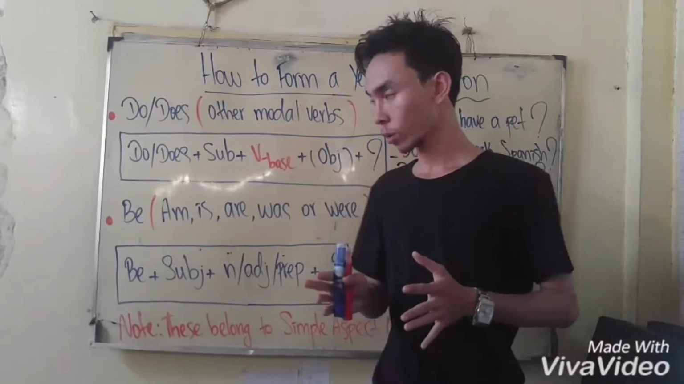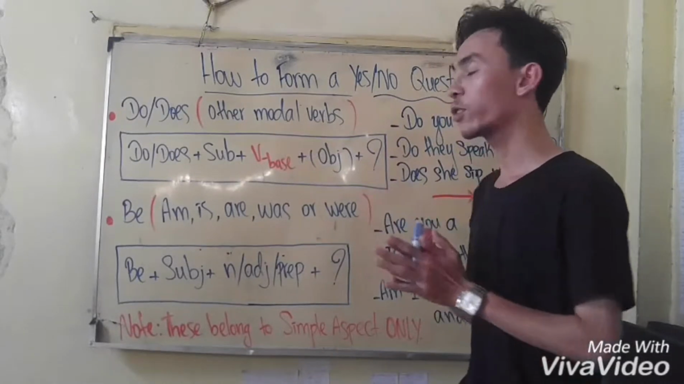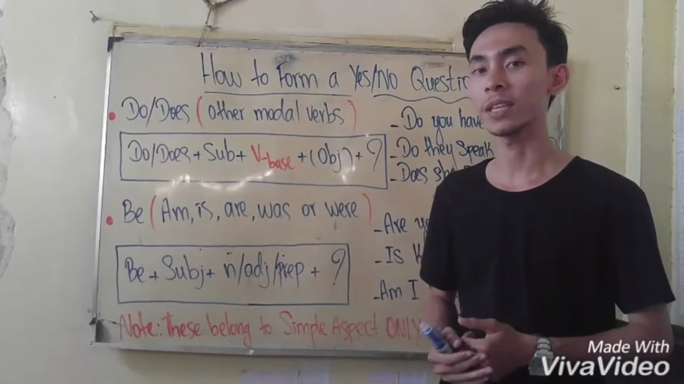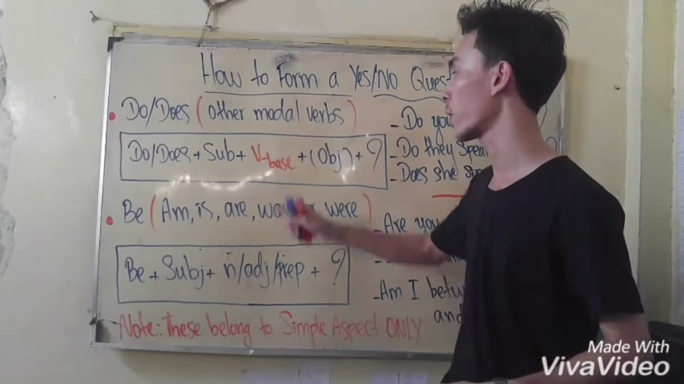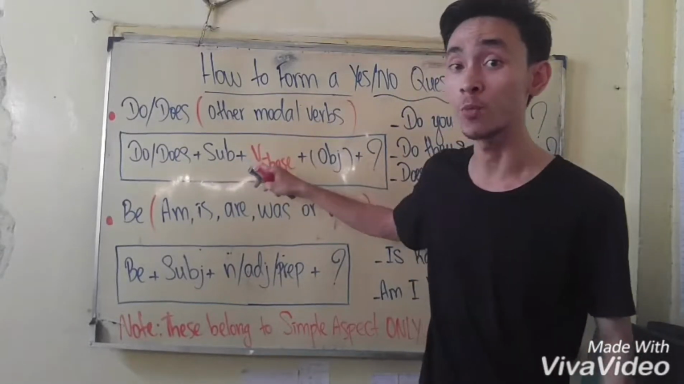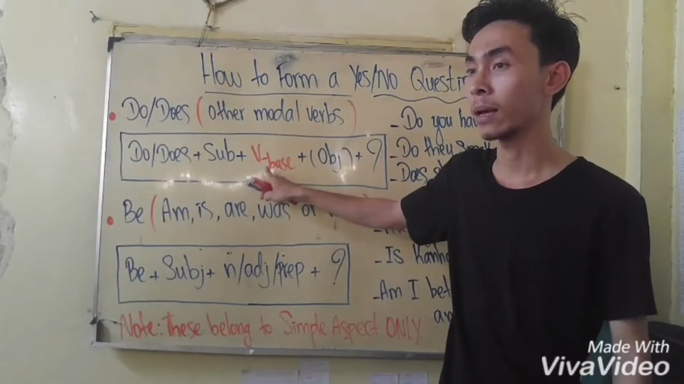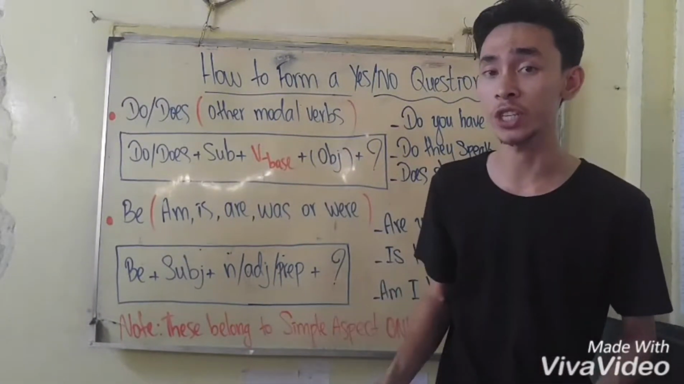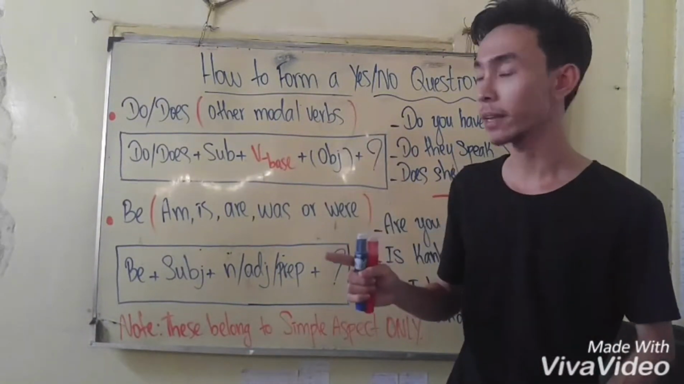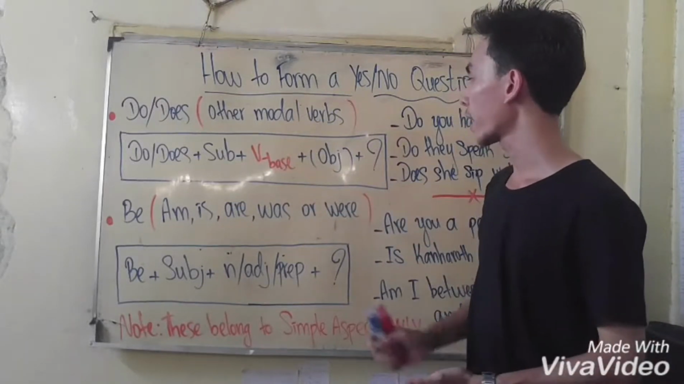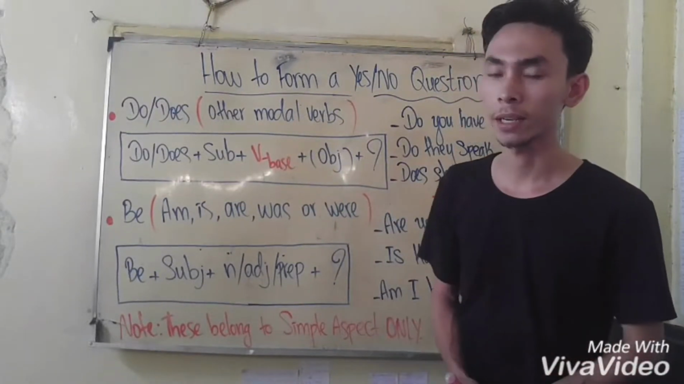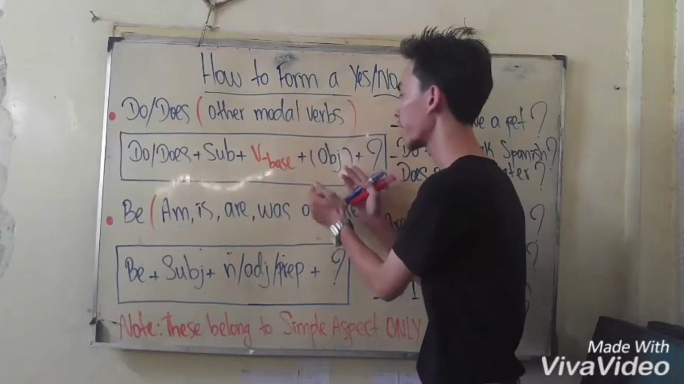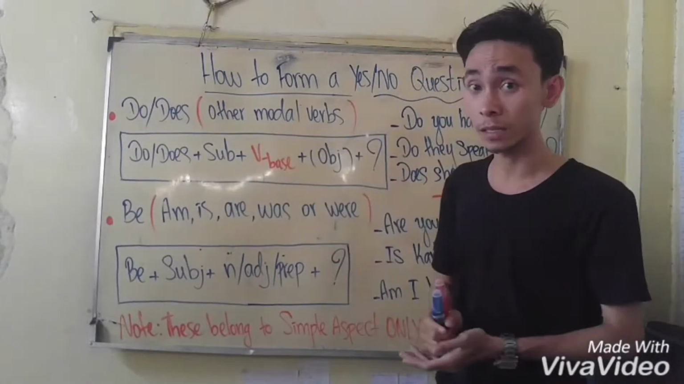So you know, if you want to begin your question with do or does, make sure that the word following the subject must be a verb. It cannot be a noun, an adjective, or a preposition, or even verb ing. It must be verb base. So we have verb base here, plus optional object. And here we have object in the bracket or parenthesis.